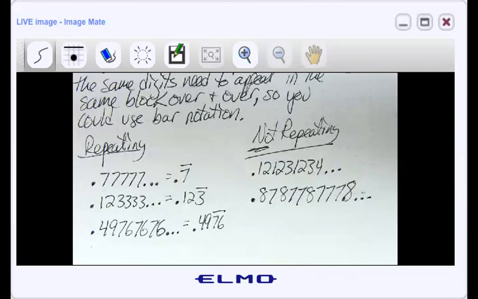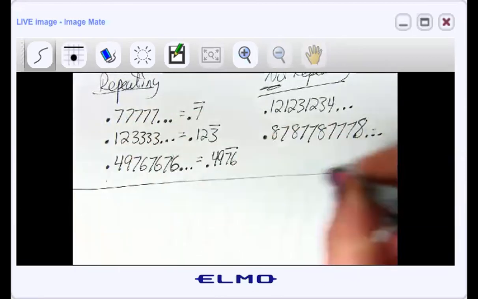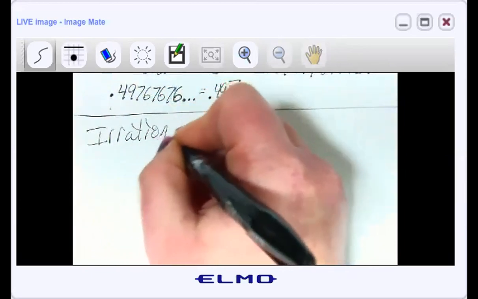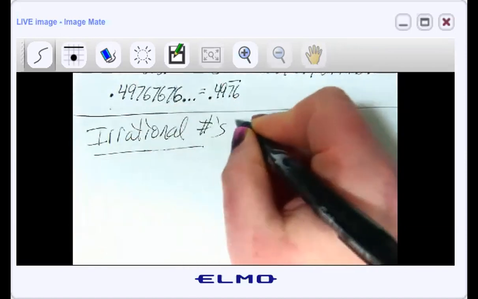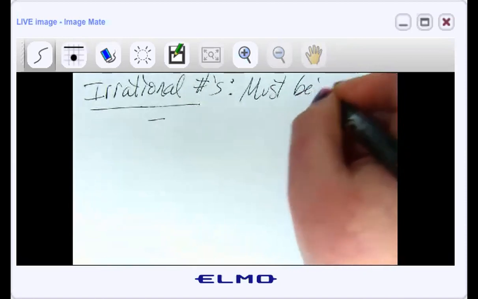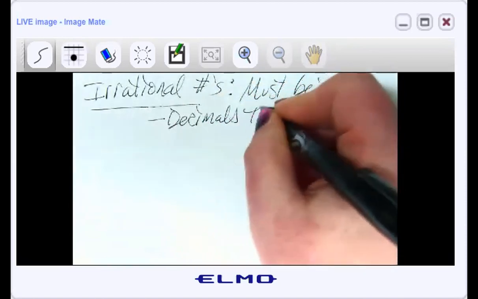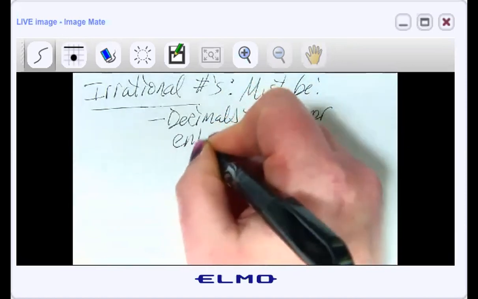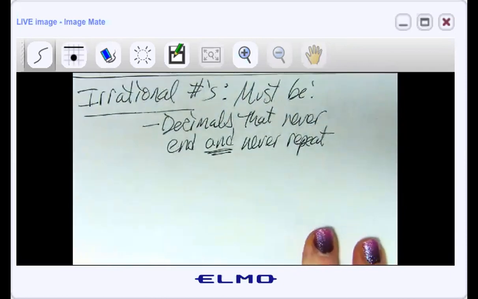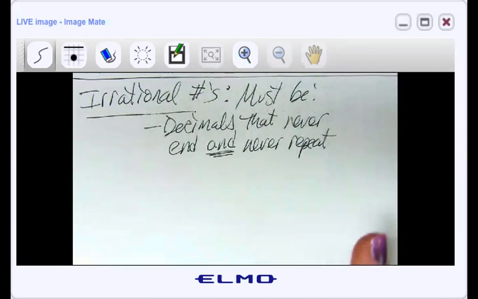All right. Anyway, so I'm ready to talk about irrational numbers. Are you? Okay. Let's get right to it then. Irrationals. This is much shorter because there's really only two things that they could be. They must be decimals that never end, never repeat. Notice it has to be both. It has to never end and never repeat, not one or the other. I need both. Or the only other way that you're going to see irrational numbers appear is to be a square root of a non-perfect square.